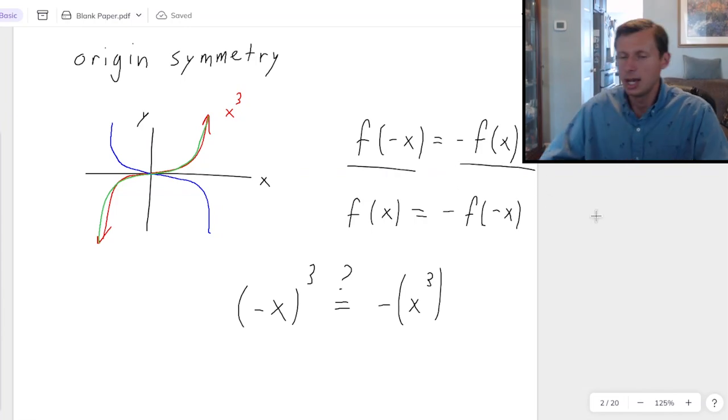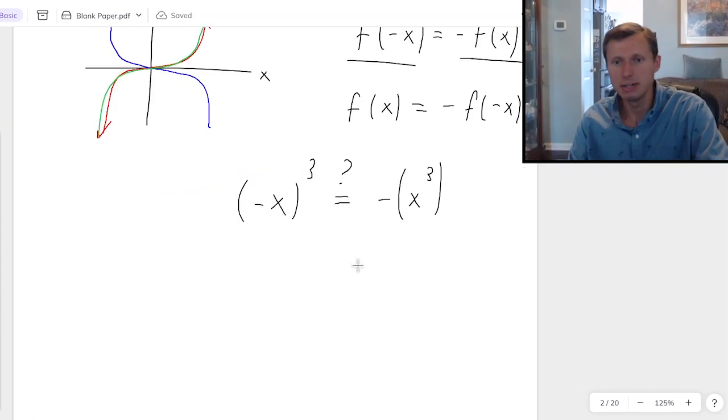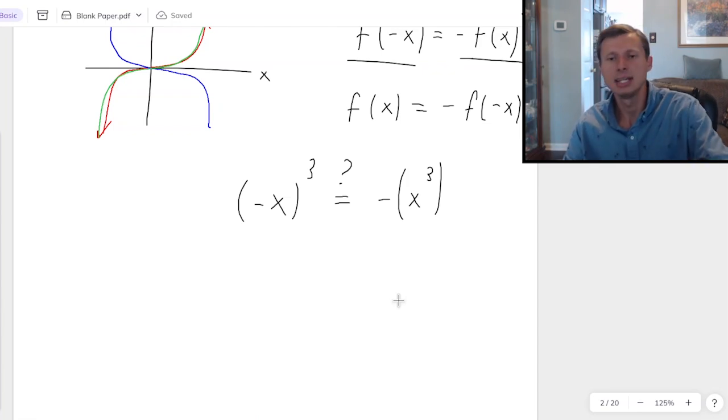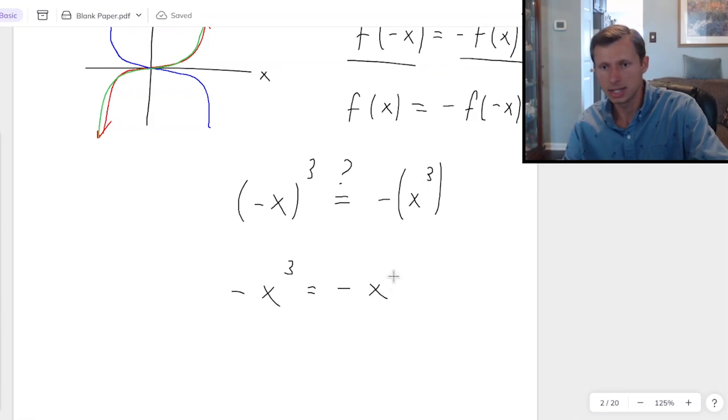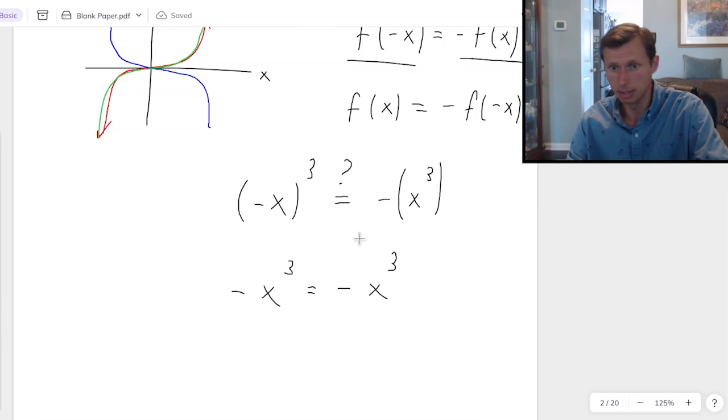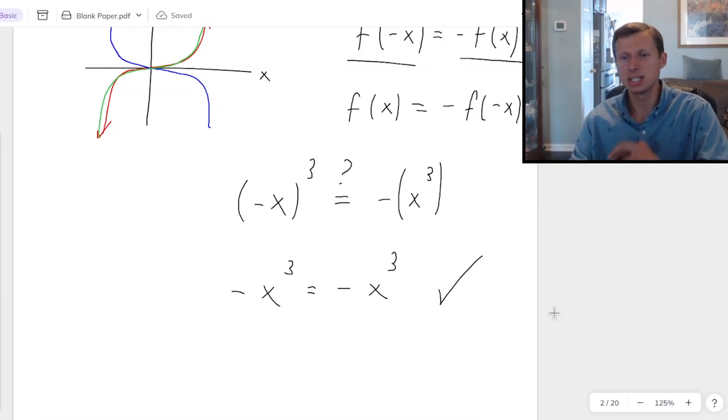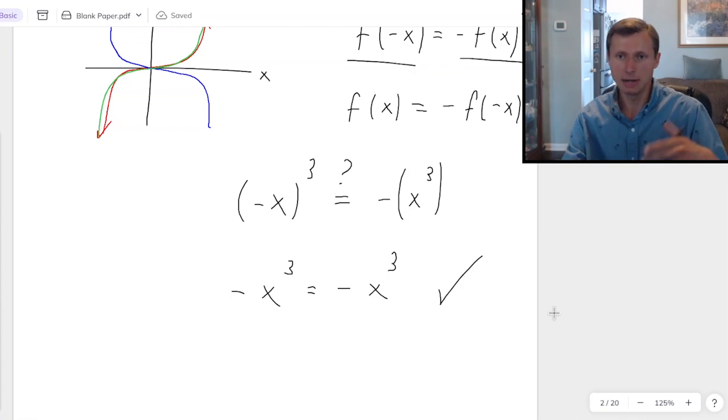Hopefully you see that. Anyways, if I were to simplify negative x cubed, I don't know if you know this rule, but if it's an even power, it becomes positive. If it's an odd power, it stays negative. In other words, this is negative x cubed. And the right one is going to be negative x cubed automatically because of the placement of the negative sign in the parentheses. And because these are equal to each other, it gets the check mark. This is an odd function.